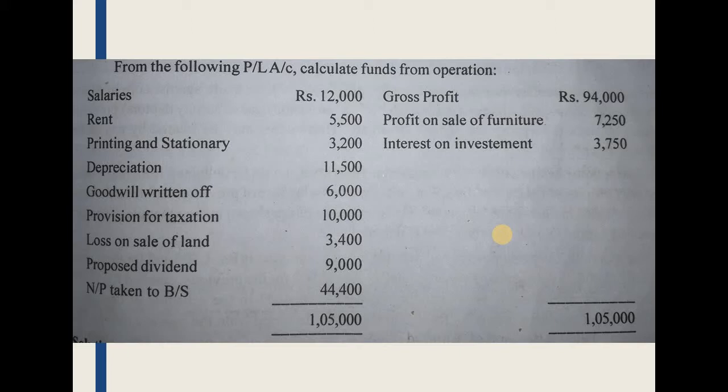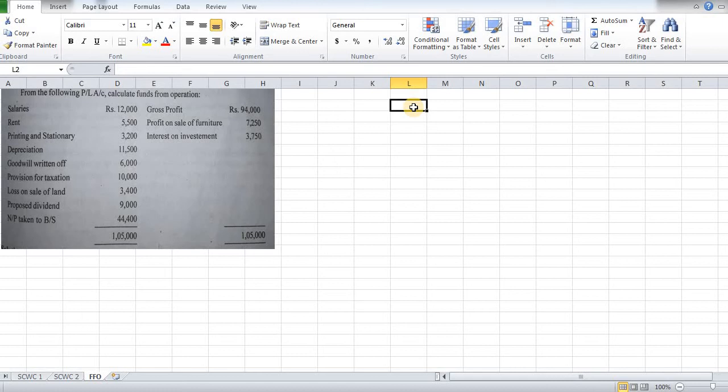funds from operation. At first, we have to identify various non-fund and non-operating expenses and also non-fund and non-operating income. We can see various non-fund or non-operating expenses like depreciation, goodwill written off, provision for taxation, loss on sale of land, proposed dividend, and also certain non-fund or non-operating income like profit on sale of furniture and interest on investment. First, we will try the statement method to calculate the funds from operation.